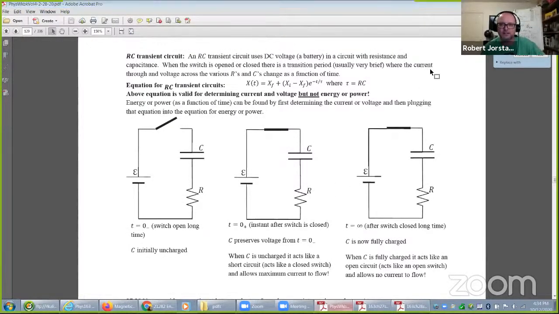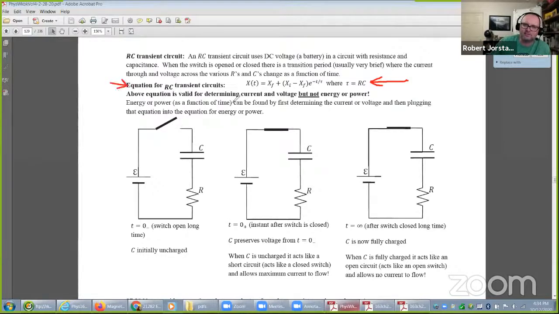So if I could, just a quick review. I want to use this equation because it's faster than doing the whole long separation of variables. So this is our equation for RC transient circuits, where X could be voltage or current or charge. And I do want to stress, look what this line below says right here. It's not good for energy or power.